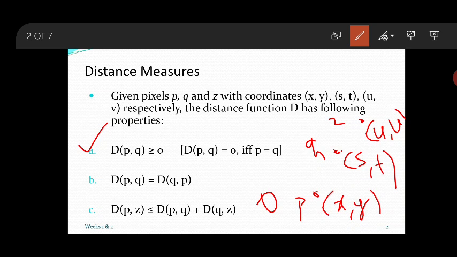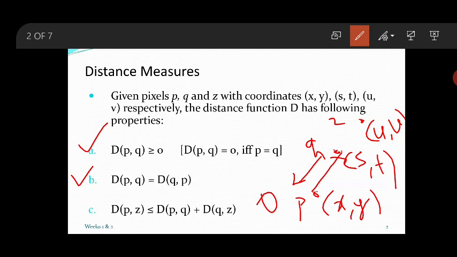Now, in the second one, the distance between P and Q is the same as the distance between Q and P. If the distance between P and Q is 1, the distance between Q and P is also 1. That is the second condition.